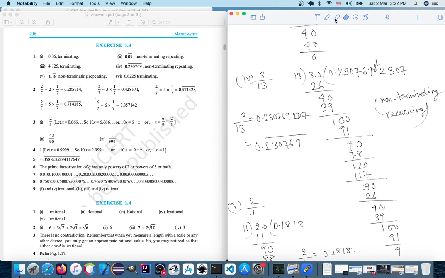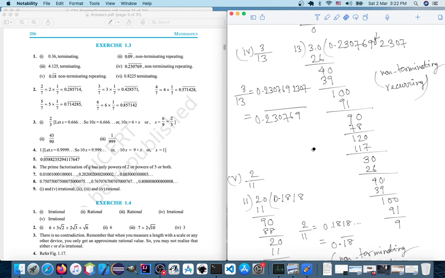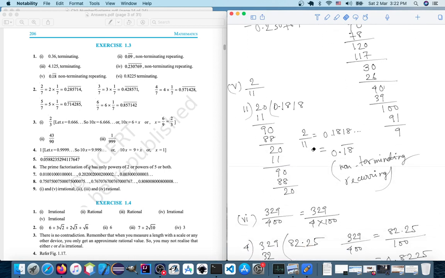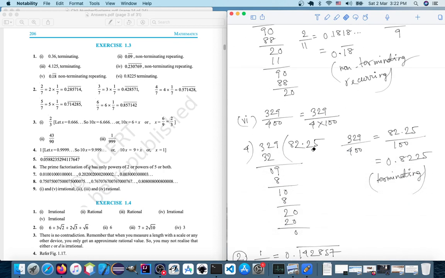Okay, 5 is 0.18, non-terminating recurring, fine. And the sixth one is terminating, 0.8225. Okay.